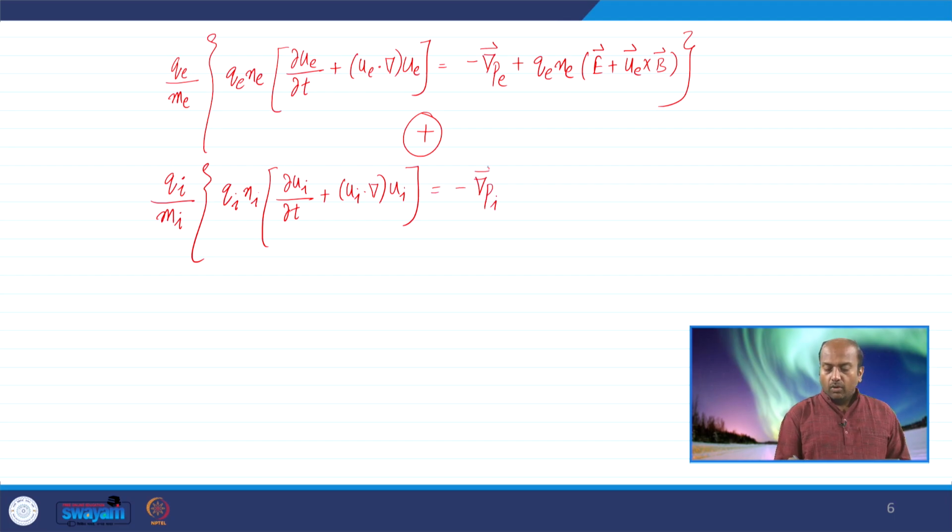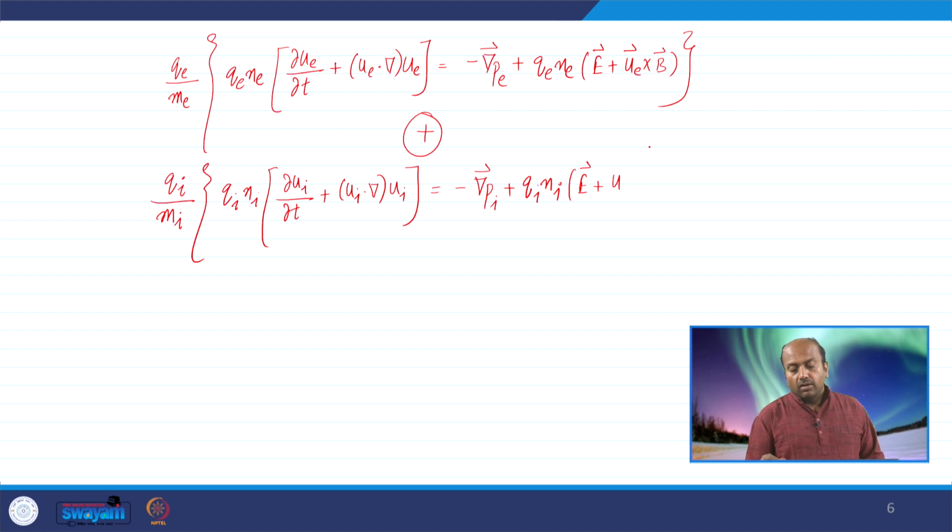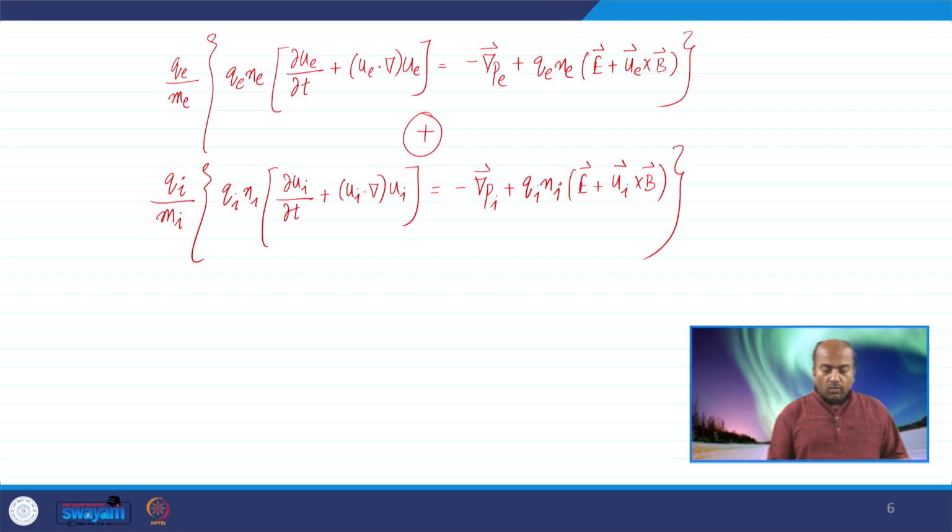I hope you are following what I'm writing here. It's very simple. I'm just using the equation that I have used to obtain the equation of motion. Right. So these two equations are supposed to be added. Now simple, what we get? We get a larger equation.